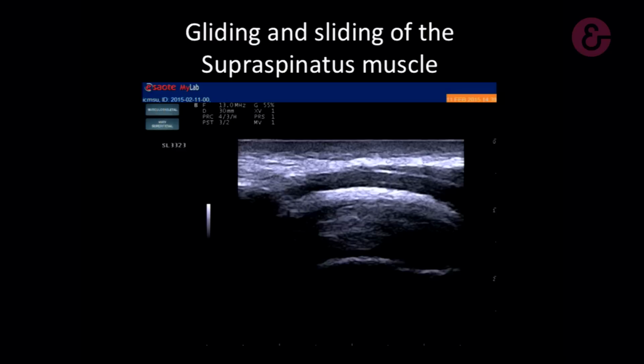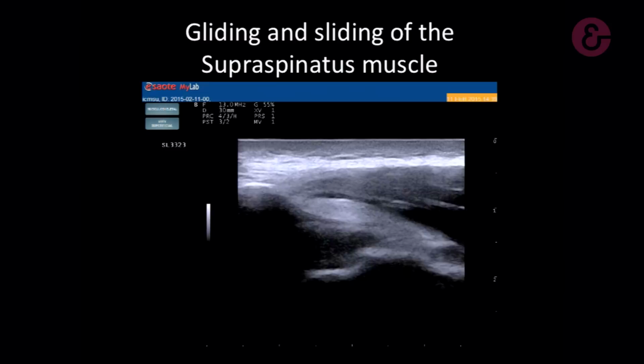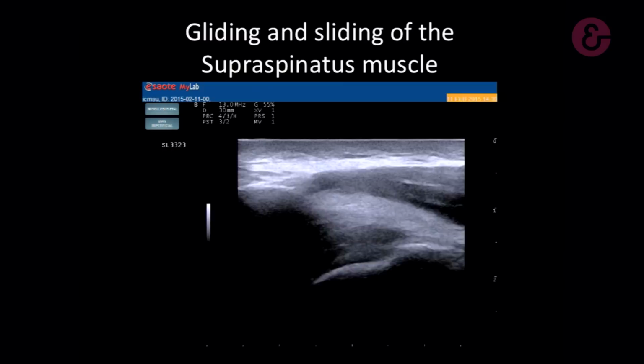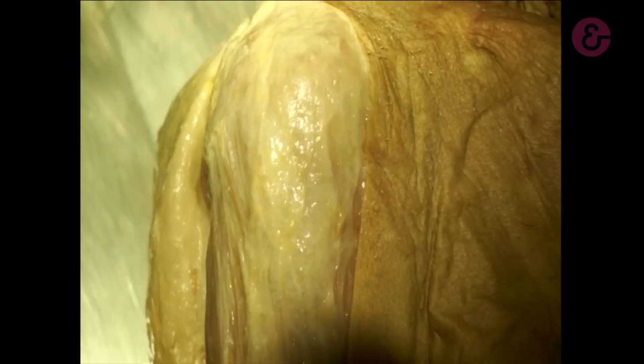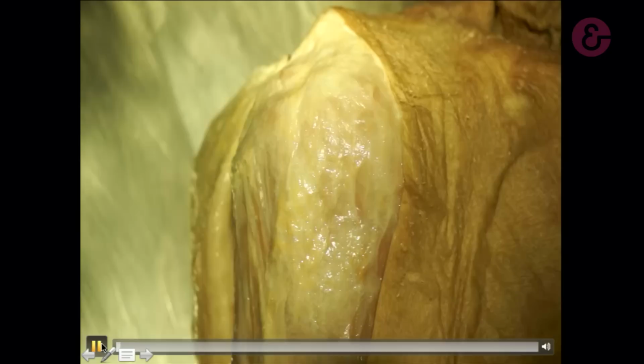A second thing of fascia, which is, I think, most important, is this possibility to create sliding and gliding. Here you see the supraspinatus muscle below the acromion, and you see that it moves quicker than the deltoid, which is above. So there is a sliding possibility. Here you see the sliding in a cadaver, and you see the external and internal rotation of the glenohumeral joint. Of course, the deltoid is not moving. But imagine this gliding possibility.